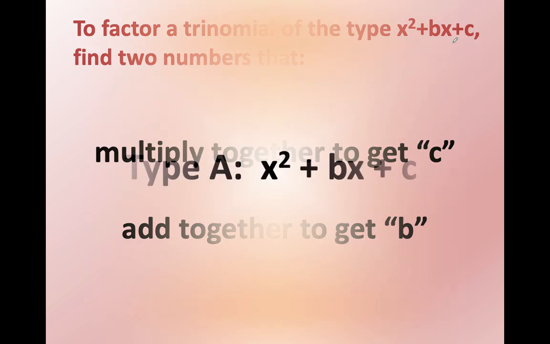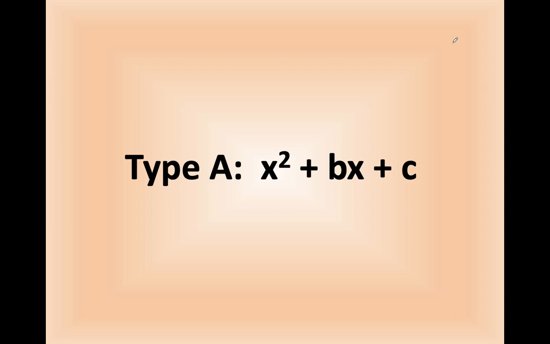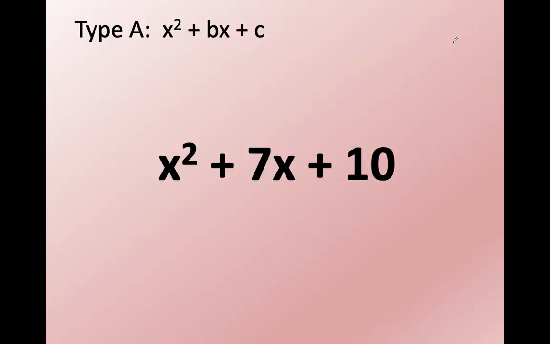Let's take a look at the first type of problems where we have all addition, x squared plus bx plus c. Okay, so if we look at our trinomial, we want to know what two numbers multiply together to give us 10, but add together to give us 7. We need the same two numbers for both.